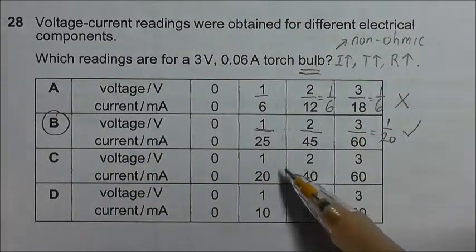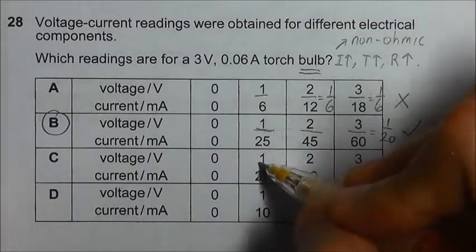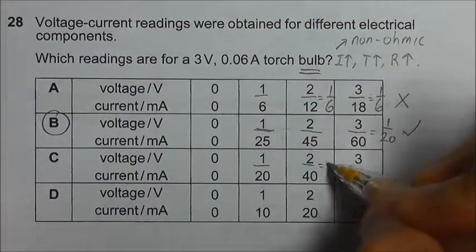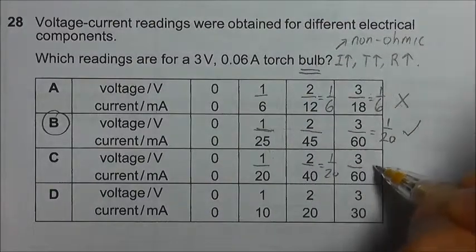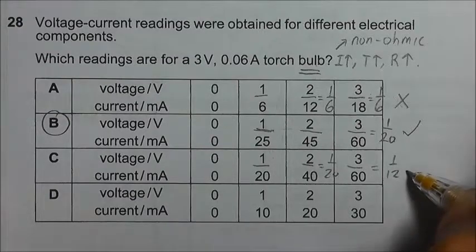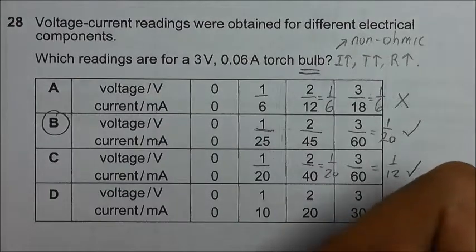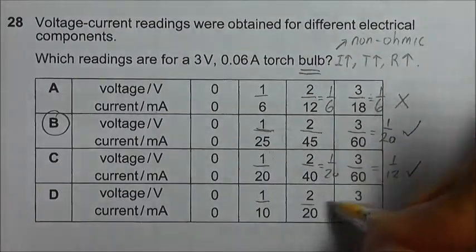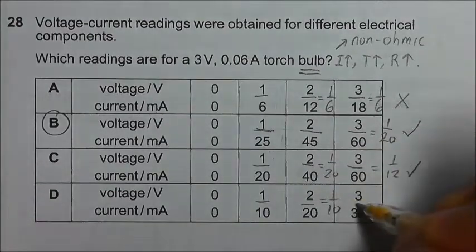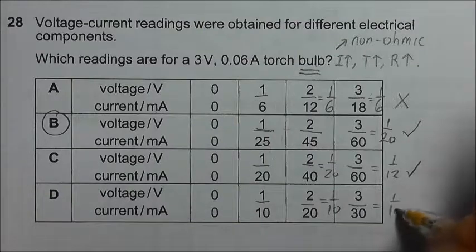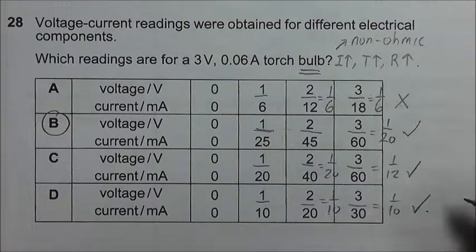And let's do it for options C and D. Okay, we have 1 over 20, 2 over 40, so we get 1 over 20. 3 over 60, we also get 1 over 20. So this one, the resistance value remains constant, it is an ohmic conductor. And option D, we have 1 over 10, 1 over 10 here as well. 3 over 30, we get 1 over 10. So the resistance remains constant as well. So the answer is B.